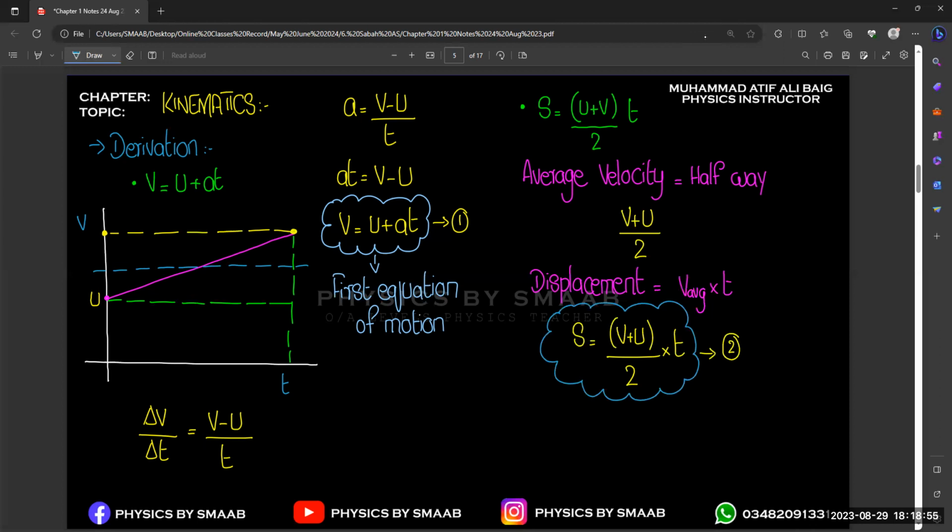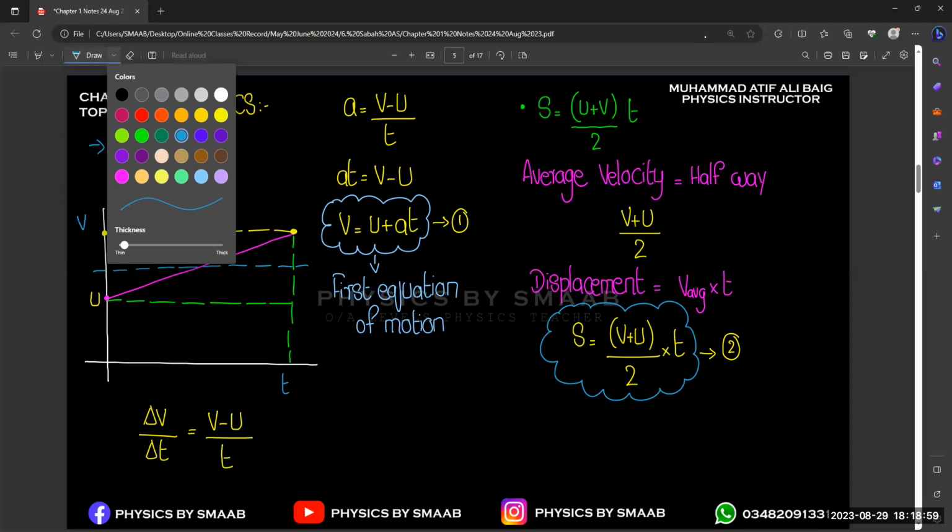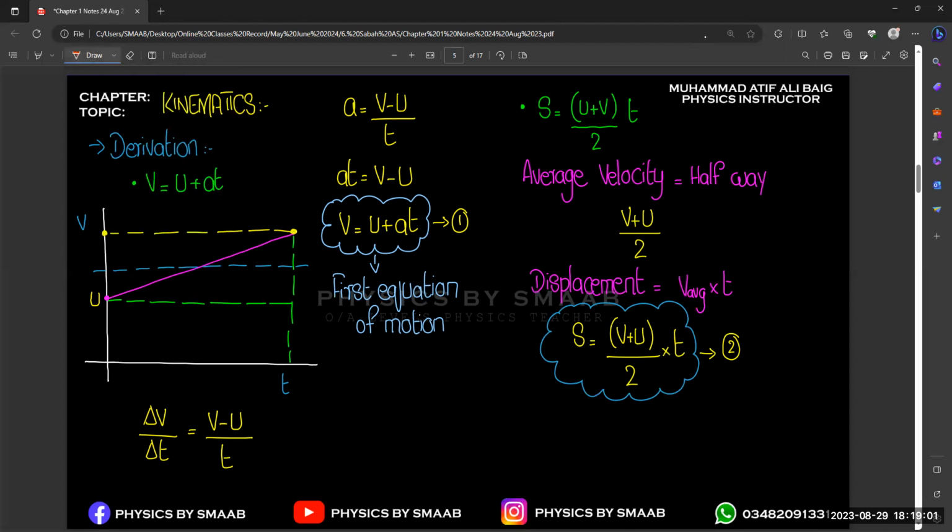And there are multiple ways to write the equation. You may also write this equation like this. You simply multiply by 2 on the other side, so that will be 2s equals (vf plus u) into t, right? So it's up to you how you are going to write this equation, and basically this is your second equation of motion.